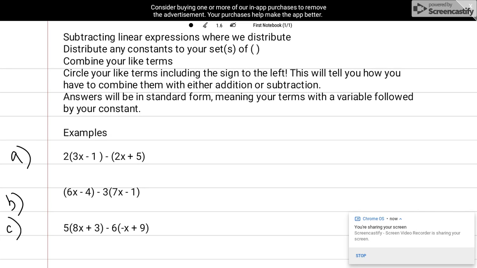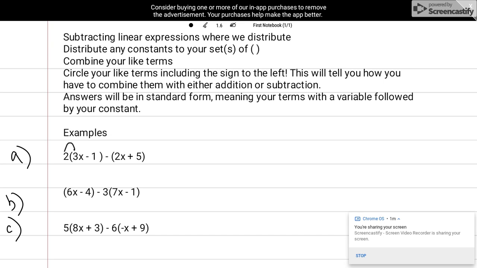So in example A, we have 2 times the quantity 3x minus 1, minus 2x plus 5. What that 2 is saying is you're going to take 3x minus 1 and add 3x minus 1. Once you get into higher constants, like if you look at C, I have a 5 and a 6, you're not going to have to write out that whole expression inside the parentheses 6 times. I know I don't. So this is where the distributive property can be very helpful.